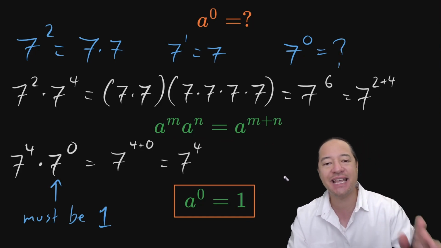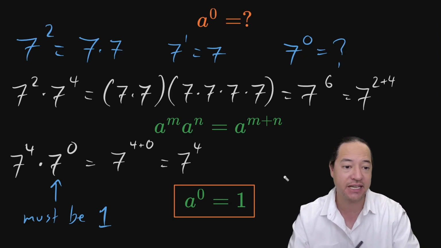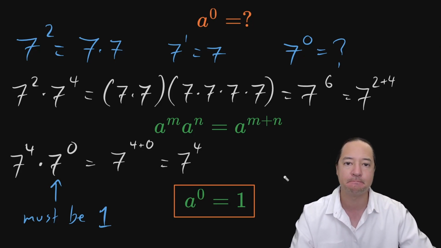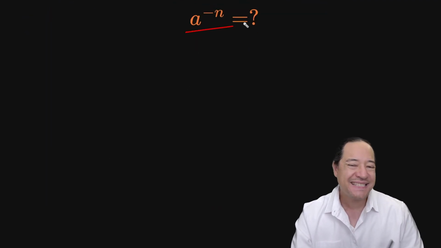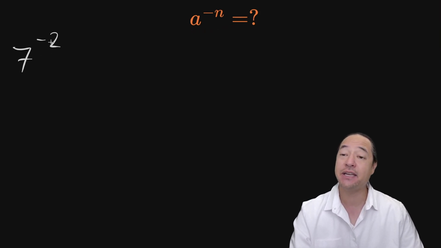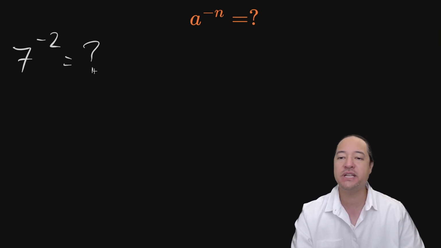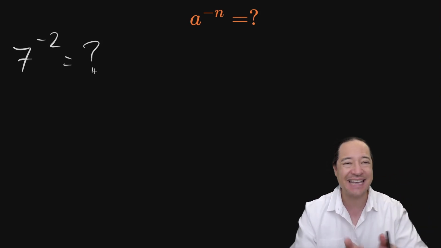Let's see if we can actually extend this to using negative numbers in the exponent. What's that going to look like? Well, what does this mean? A number raised to a negative exponent, right? If we have 7 raised to the negative 2 power, well, what are we talking about? It's 7 multiplied by itself negative 2 times. How can you do that?